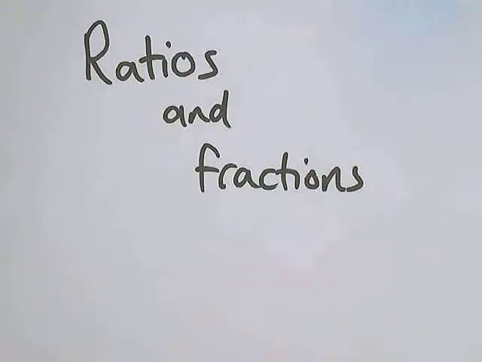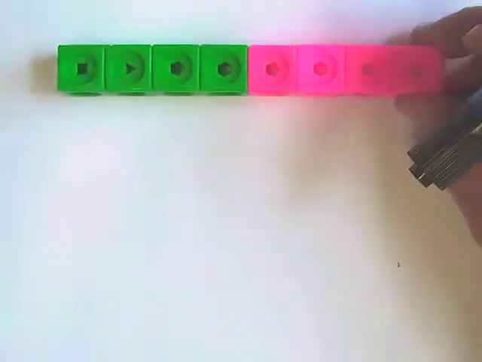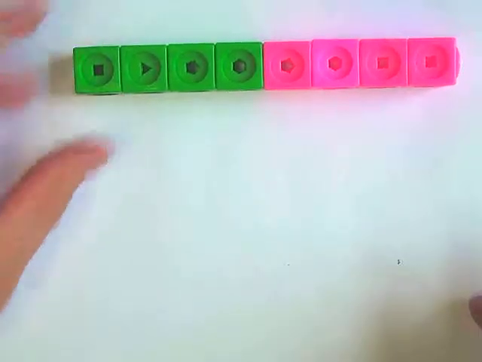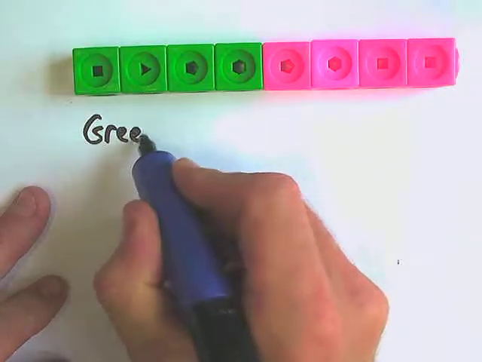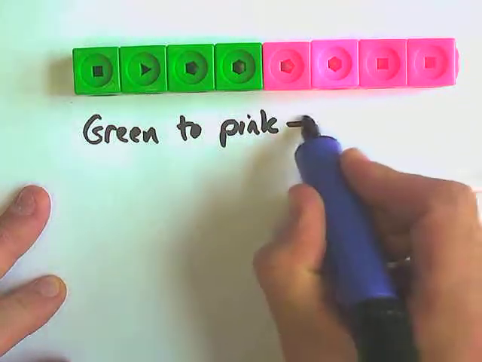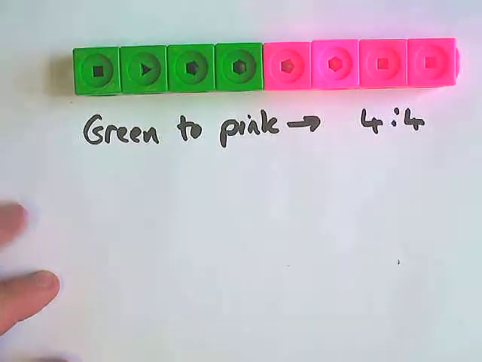This video is going to explain the link between ratios and fractions, and it's also going to explain how to simplify ratios. So we're going to start off with this little model here, these blocks. You should already be able to write down what the ratio of green to pink is. So green to pink is the ratio 4 to 4, and this is a bit of a special ratio.